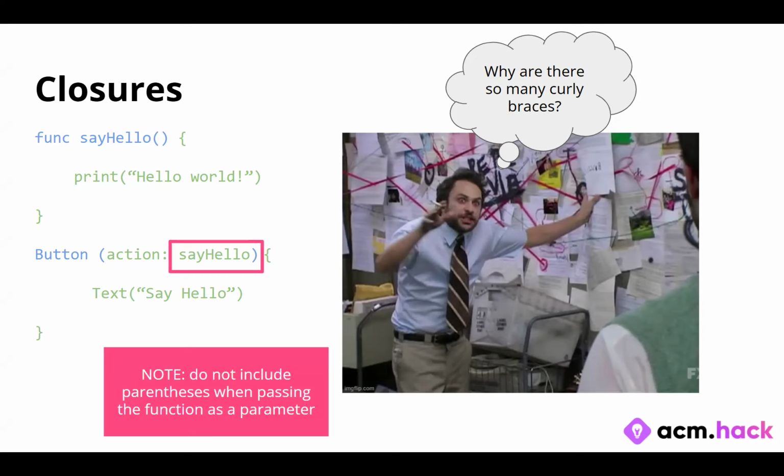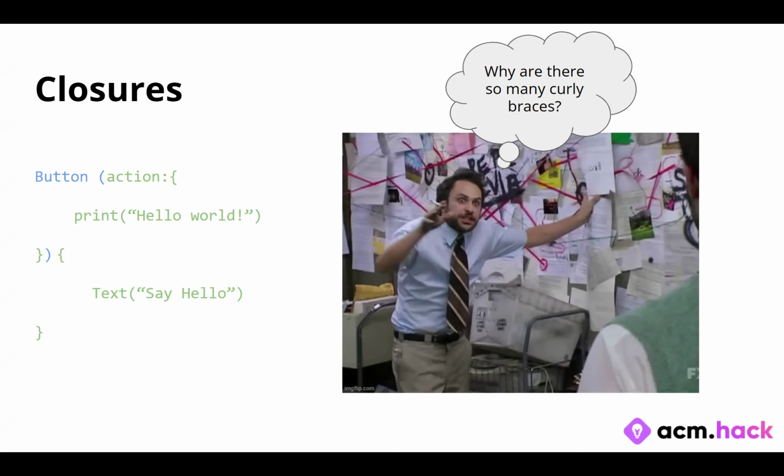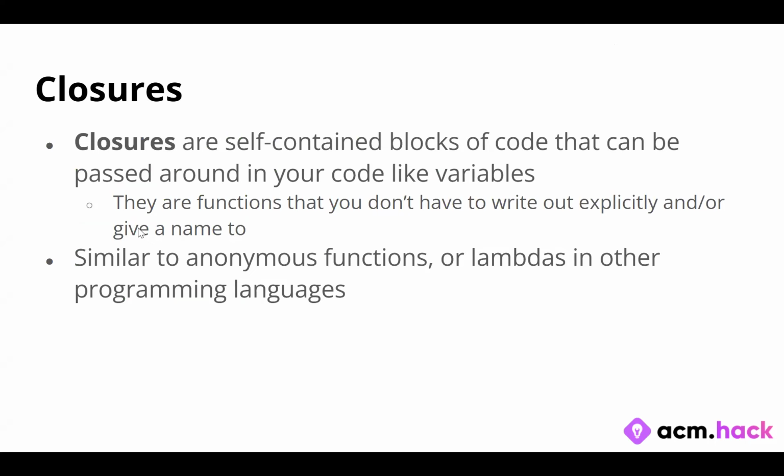So, back to closures. We can make this even prettier by passing the function directly as a parameter. So that's where all those curly braces come in. As you can see, instead of having the function definition, we just put the body right in here with the action parameter as expected. So this is a closure.